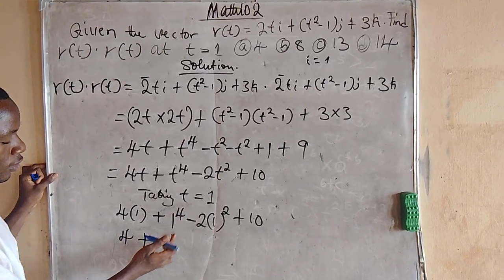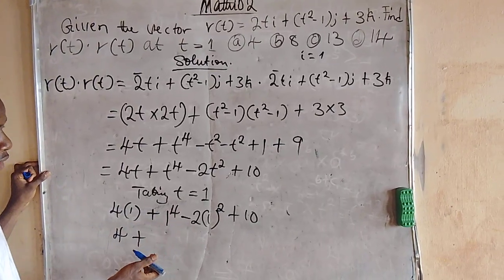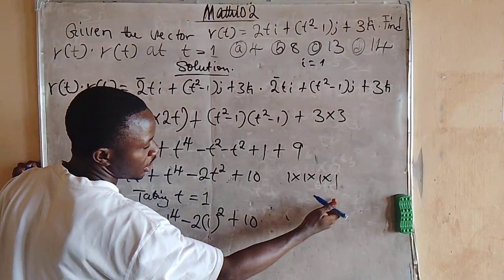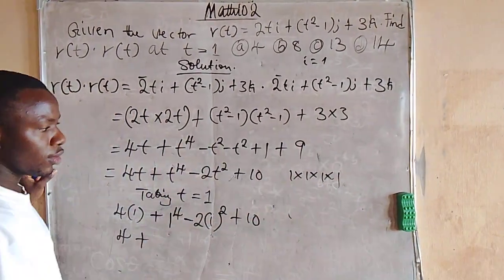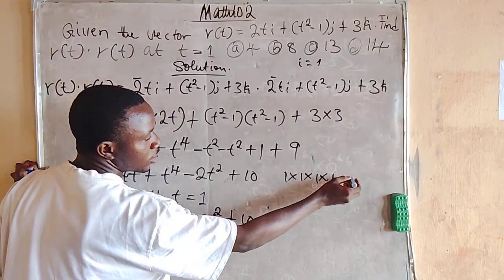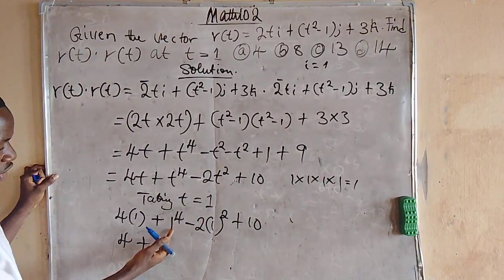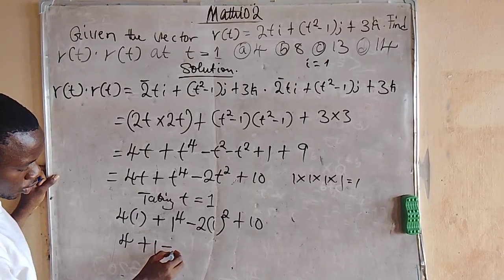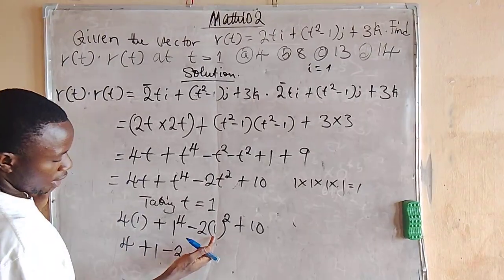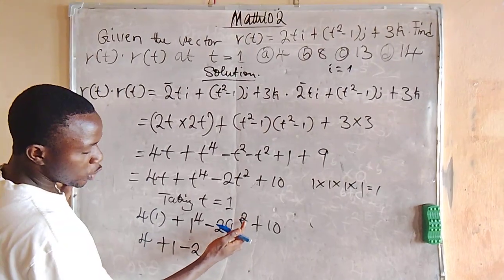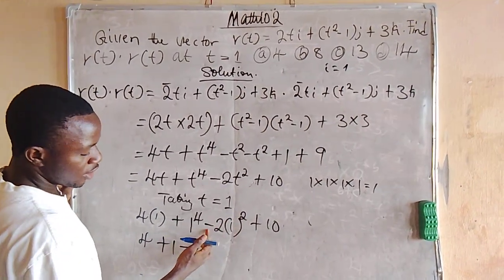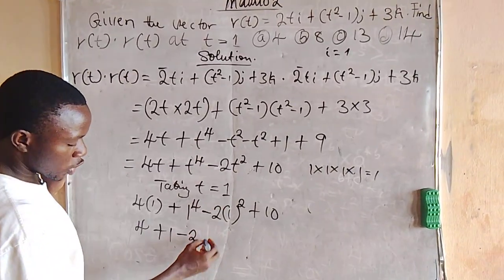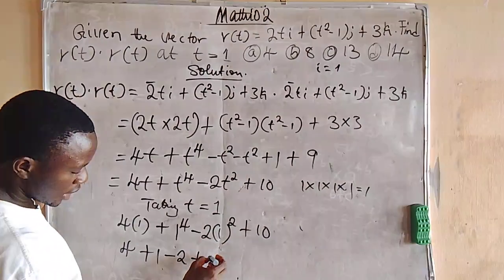4 multiplied by 1, of course, you are going to have 4, plus 1 raised to power of 4. 1 raised to power of any number is still 1. The meaning is 1 multiplied by 1 multiplied by 1 multiplied by 1 in 4 places, and if you multiply them, you are going to have 1. Minus 2, and 1 raised to power of 2 is still 1. Minus 2 multiplied by 1 is going to give us minus 2, plus 10.